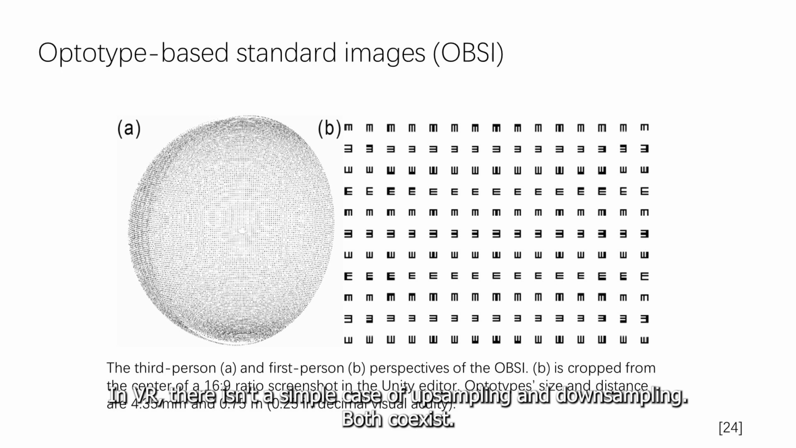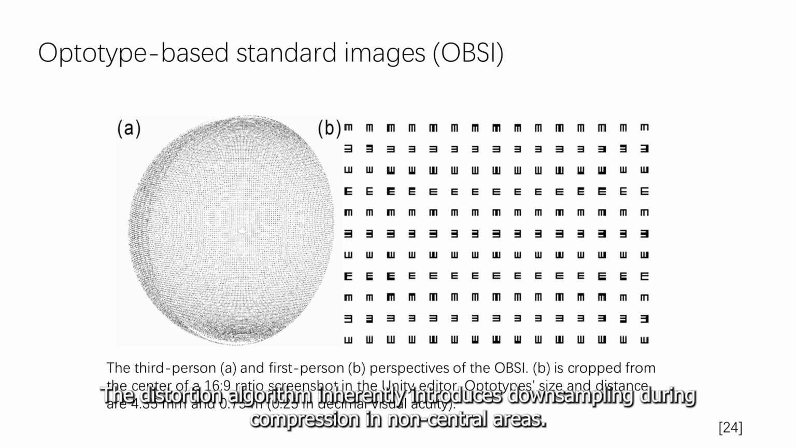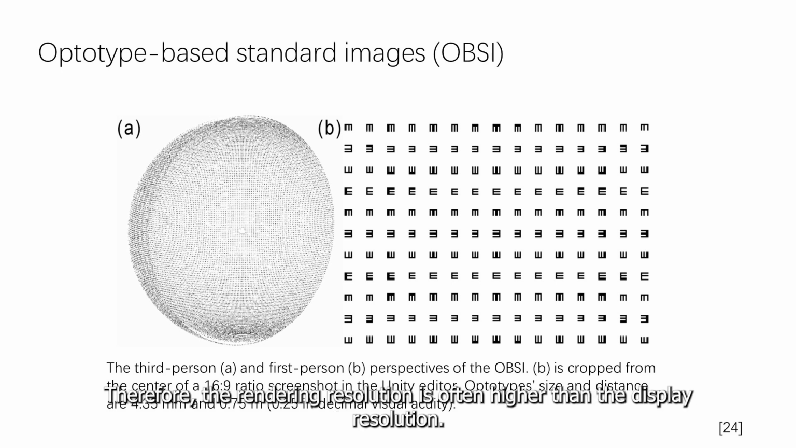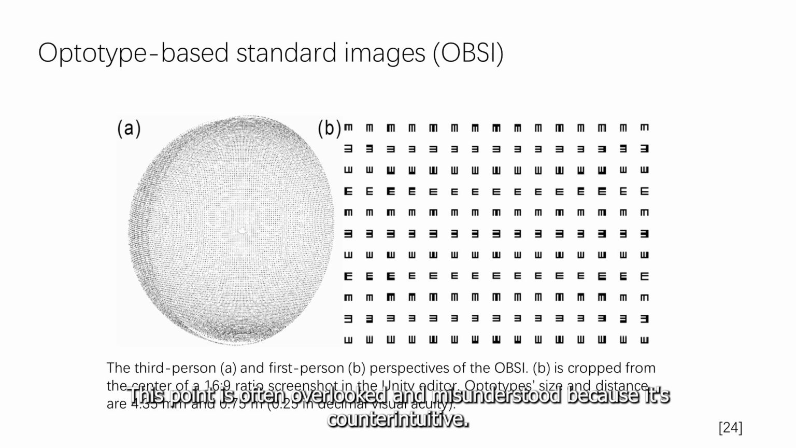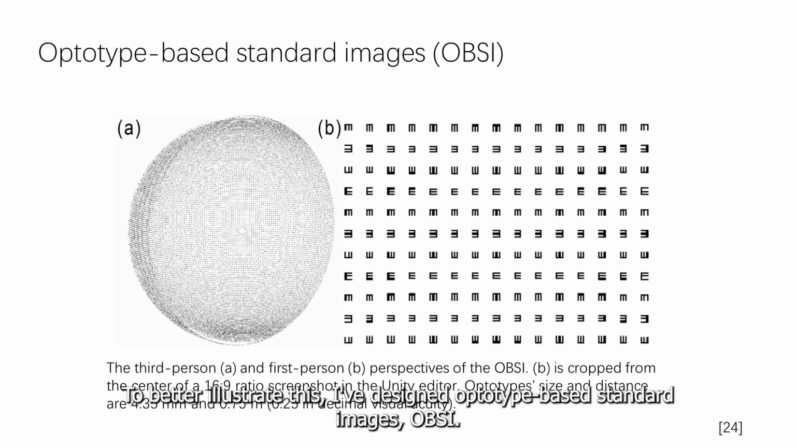Both coexist. The distortion algorithm inherently introduces downsampling during compression in non-central areas. Therefore, the rendering resolution is often higher than the display resolution. This point is often overlooked and misunderstood because it's counterintuitive. To better illustrate this, I've designed optotype-based standard images, OBSI.